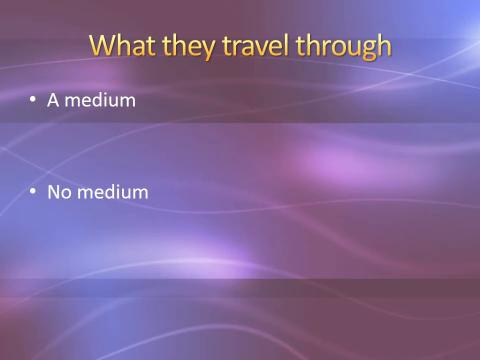But some waves also travel through no medium at all, otherwise known as a vacuum. So the most classic example of this is light waves. They can travel through a vacuum, although you can also have light transmitted through, say, air. Light can travel through absolutely no medium at all.